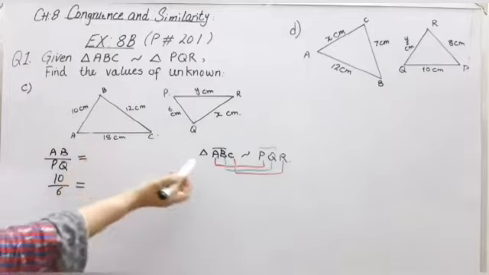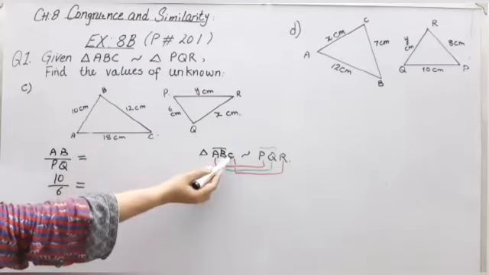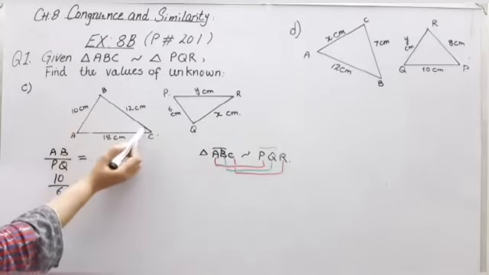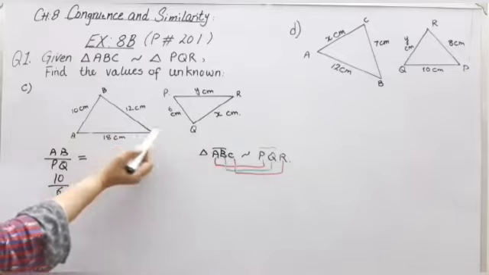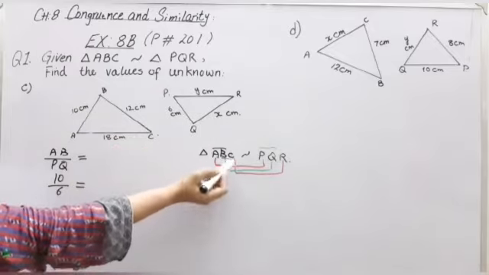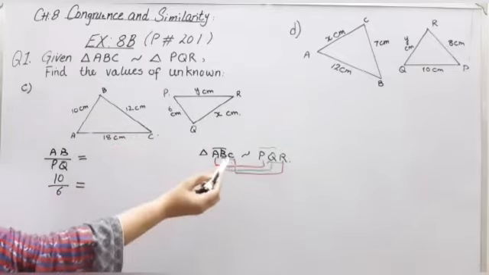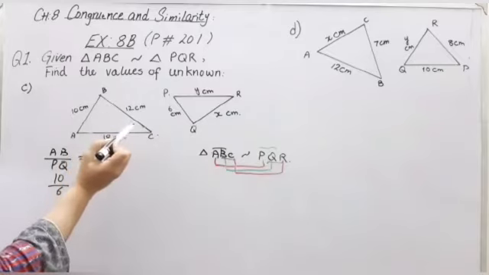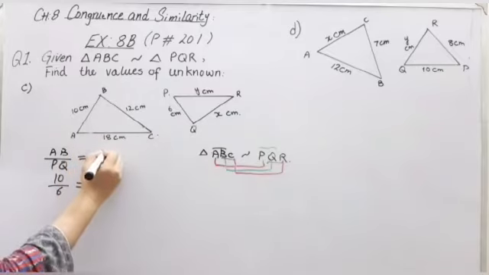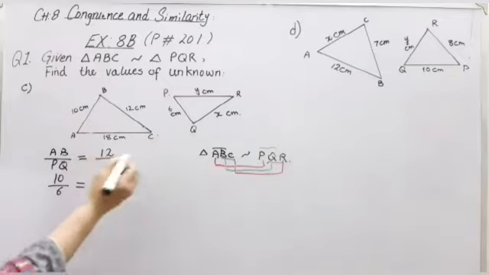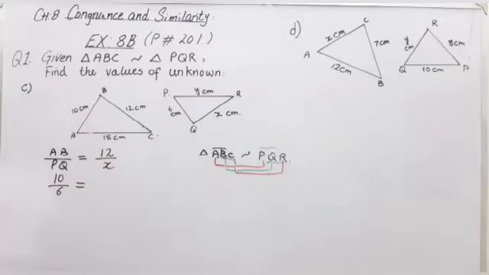Now the other side we will take is BC. If we take BC, then it corresponds to QR. BC is 12 centimeters and QR is X centimeters, which is unknown.